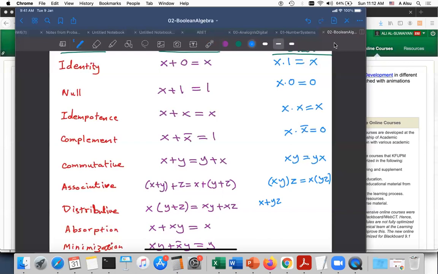Is equal to what? (x or y) ANDed with (x or z). Here you need parentheses because of the precedence. Same reason for the second one. Okay.